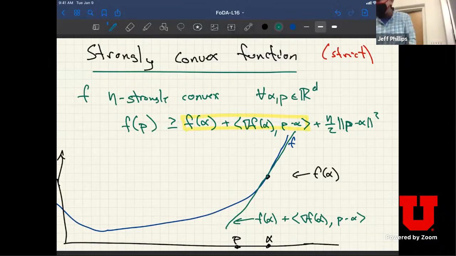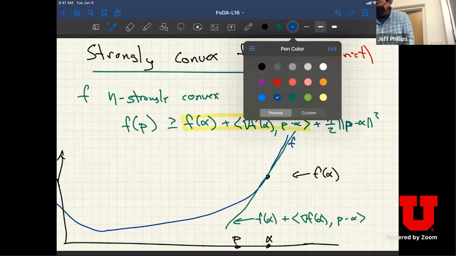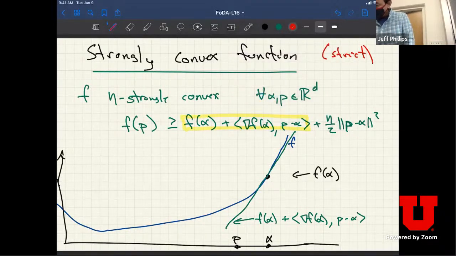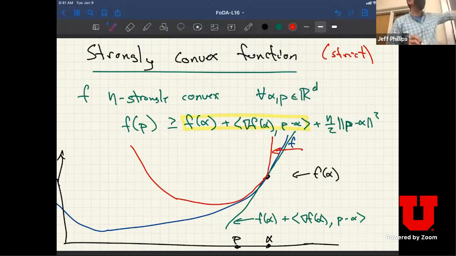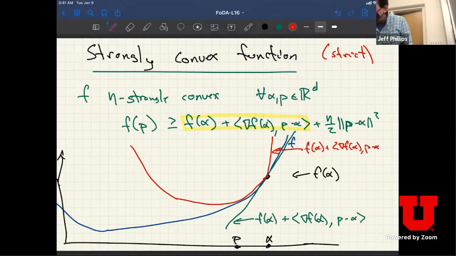If it's a Lipschitz function, or the gradient is Lipschitz, that means that I can draw another parabolic function. And this one I want to be always bigger than. I say it doesn't curve faster than this one. This one is f of alpha plus the linear approximation, p minus alpha, but then plus L over 2 times the distance squared.